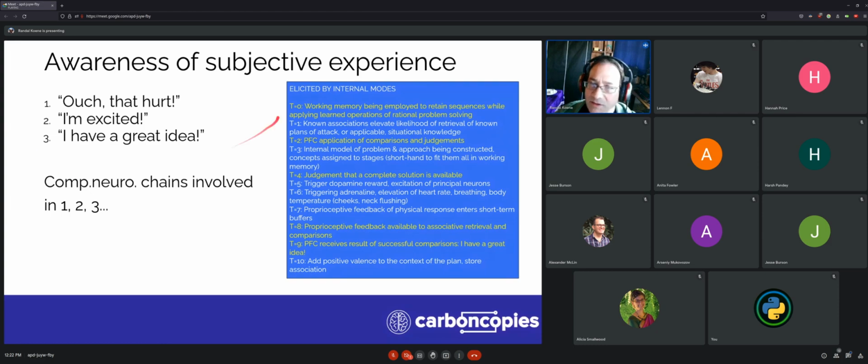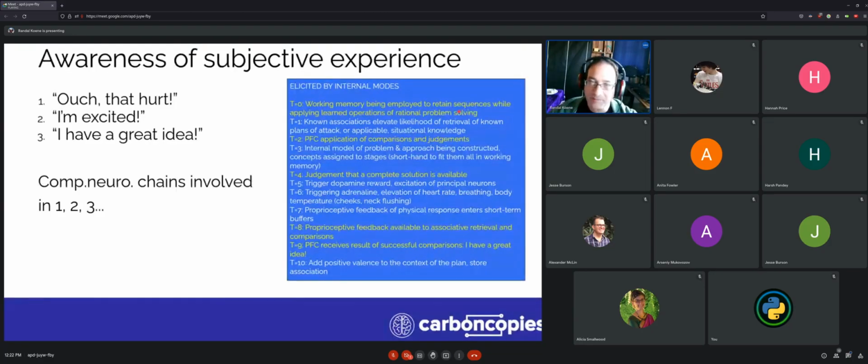Then we have our third one, which I'm going to call elicited by internal modes. So instead of being just about input or being mostly driven by this proprioceptive loop, here we have something that comes from an internal mode. We begin with, okay, you are holding something in working memory because you have been working on problem solving. You're trying to retain sequences that you're working with while applying learned operations of rational problem solving, like if this, then that. Step one after that, you're using known associations that elevate the likelihood of retrieval of known plans of attack, ways that you could solve this problem, things that are applicable, things that are situational, knowledge that applies.